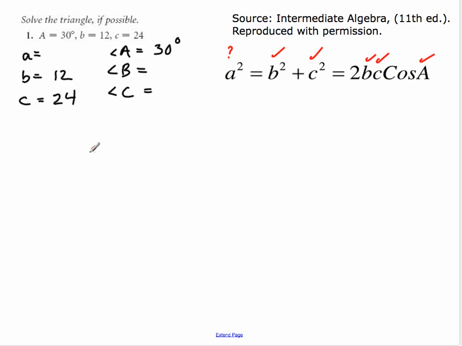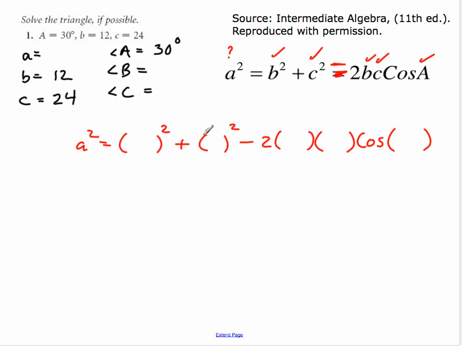So let's try it. I've got a squared, don't know that, equals b squared plus c squared. Well, that should be a minus. That's a minus 2 times b times c times the cos of A. Okay, so now let's plug our stuff in. So b is 12, and c is 24, and b, well, that's 12 again, and 24, and then my angle is 30.